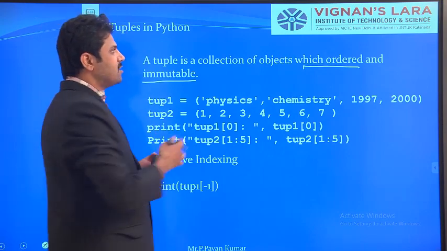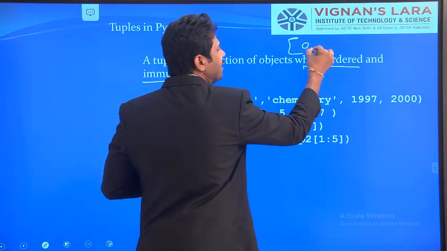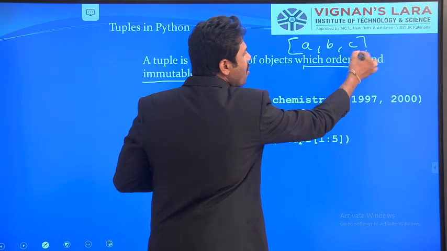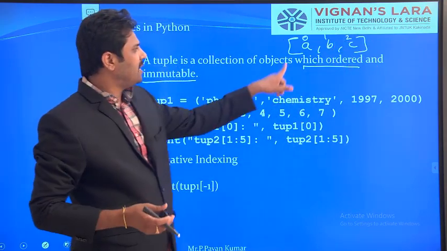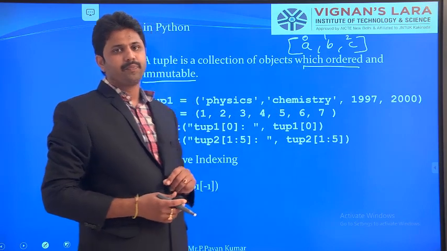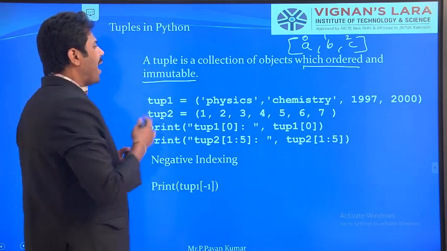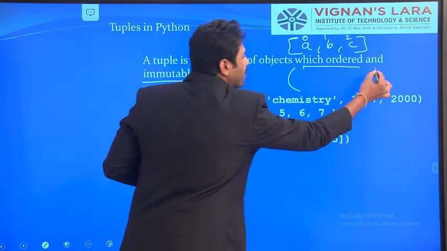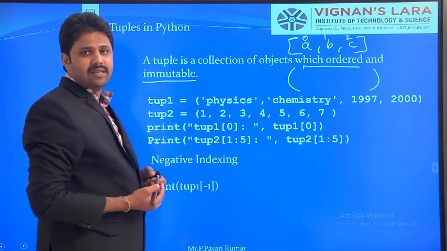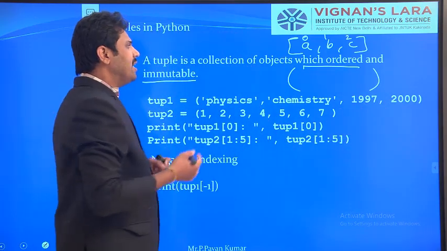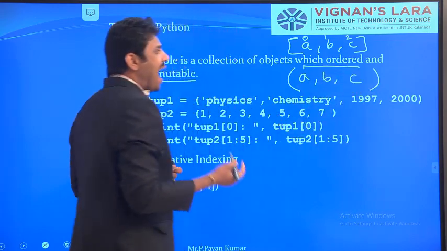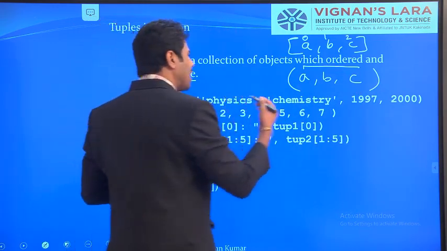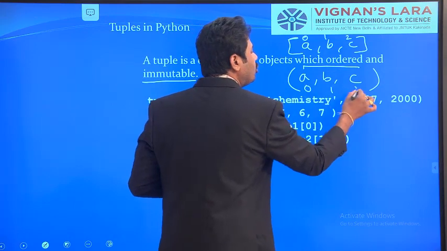For list, what is the indexing? We have already seen A, B, C like this. The indexing is 0, 1 and 2. You represent a list with square brackets. Like that, a tuple is represented with parentheses, curved brackets. This also contains values A, B, C, and it is ordered, and it also has indexing 0, 1, 2, like this.